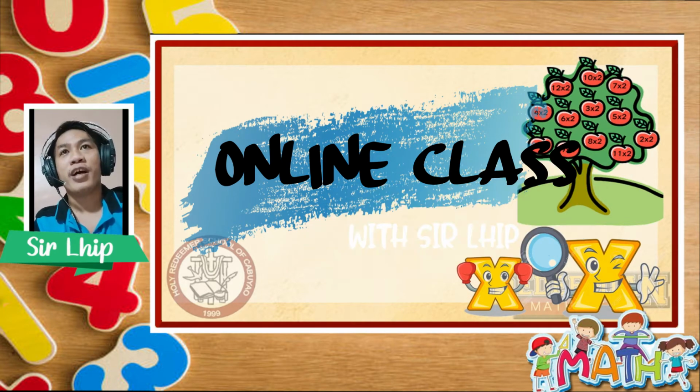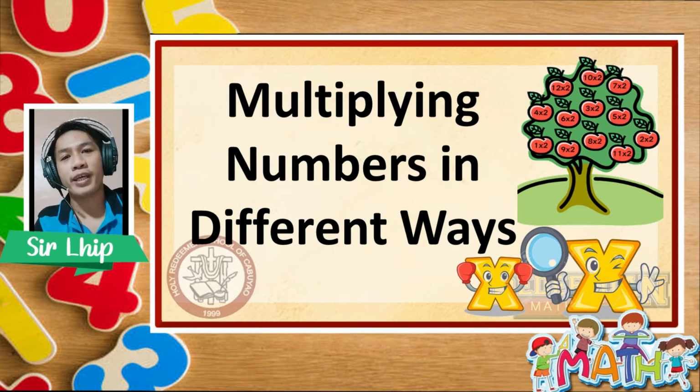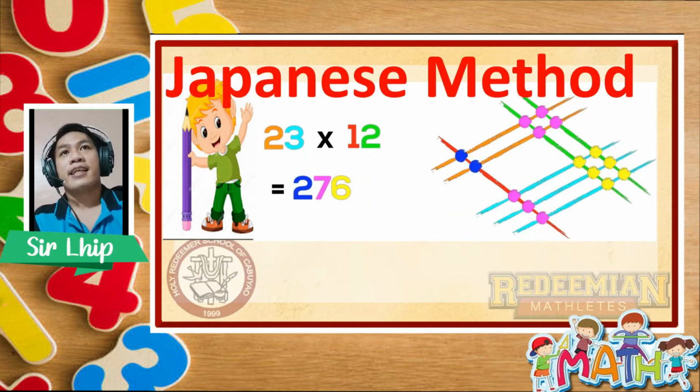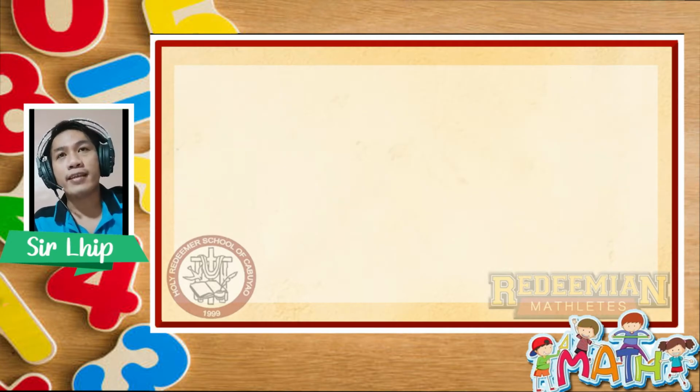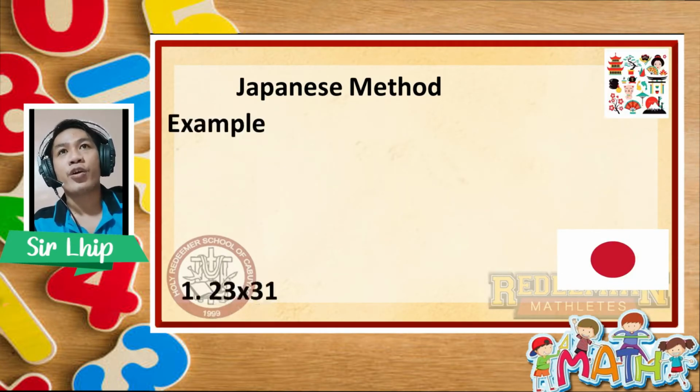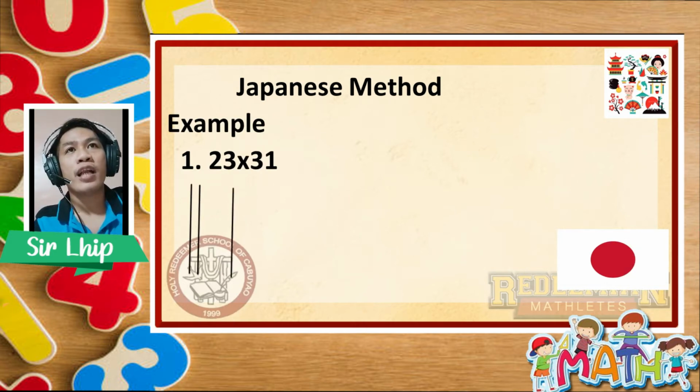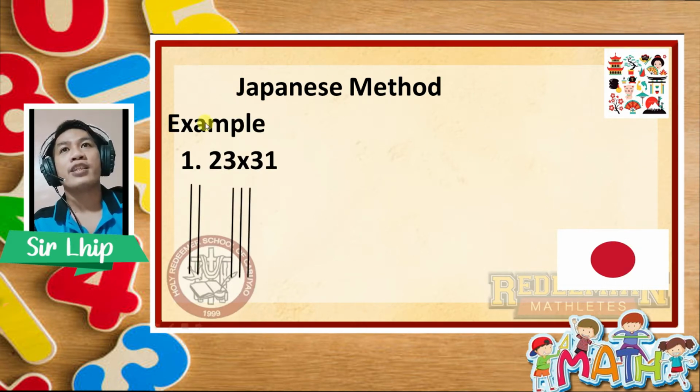For today's video, I will discuss the different ways or techniques in multiplying numbers. First, I will discuss the Japanese method using lines. Example, 23 times 31. First, draw a vertical line, 2 lines on the left and 3 lines to the right. Because the given is 2 and 3.